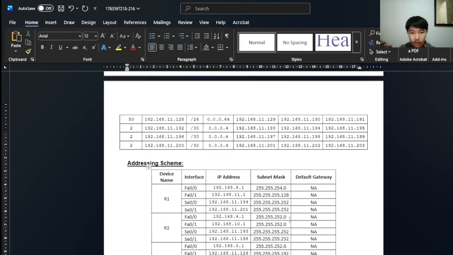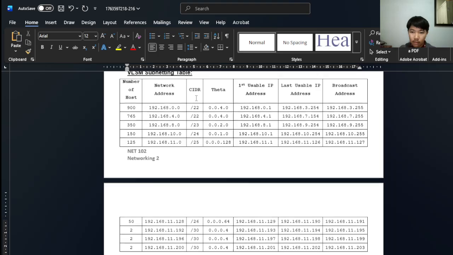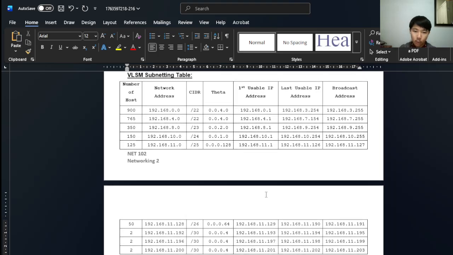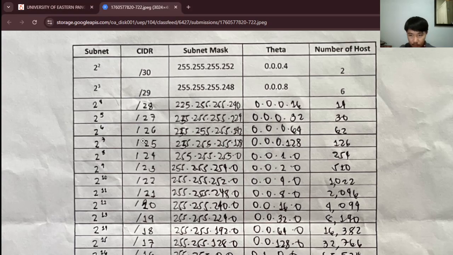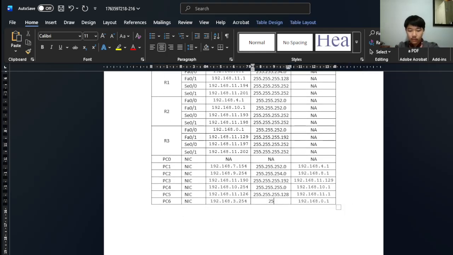So let's check the subnet mask. Let's look for the CIDR of 900 hosts, which is CIDR 22. CIDR 22 has a subnet mask of 255.255.252.0.